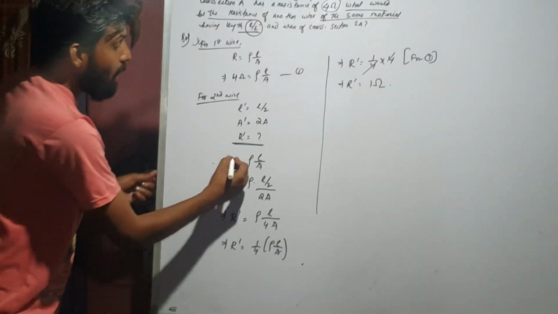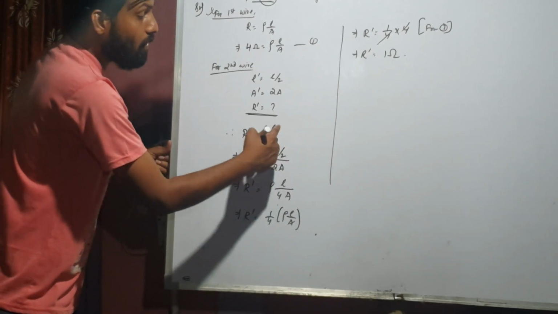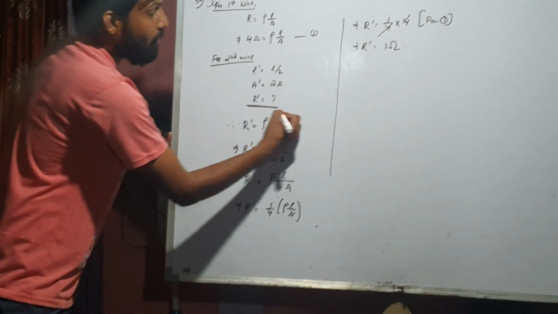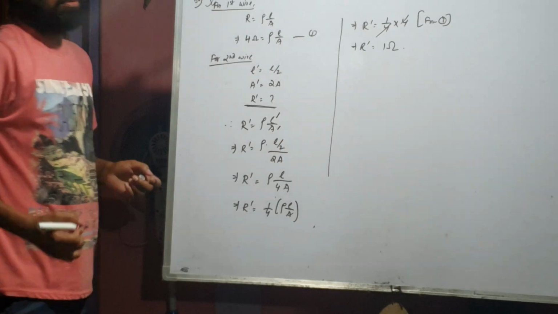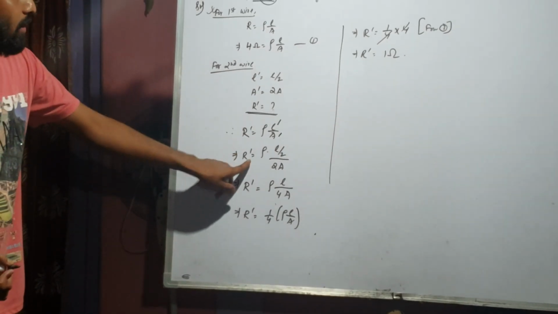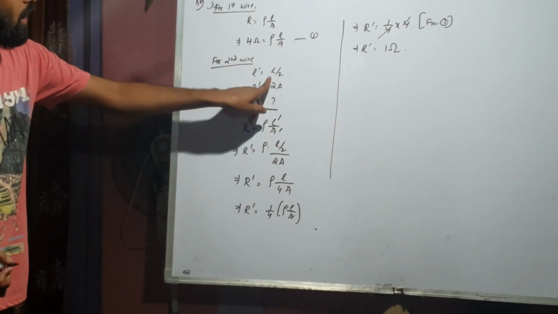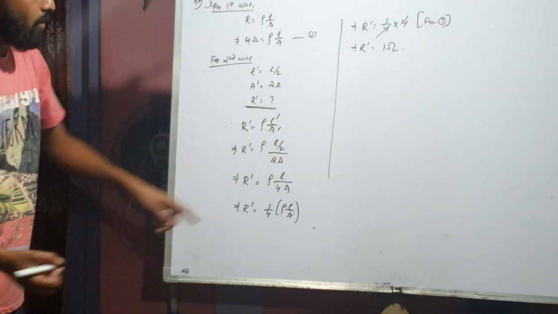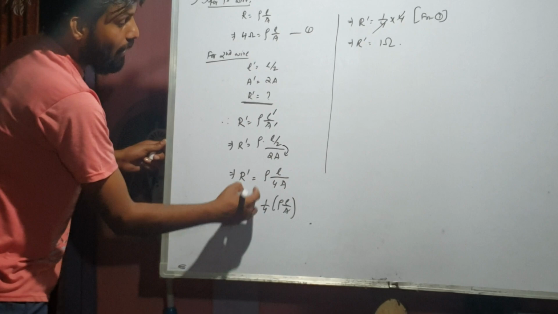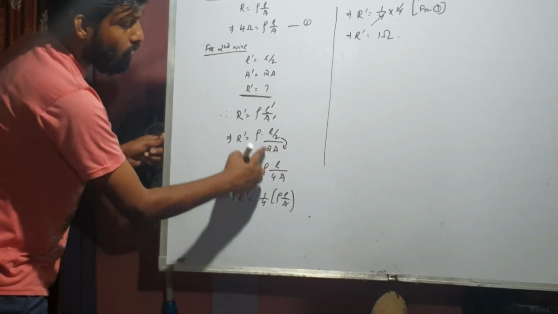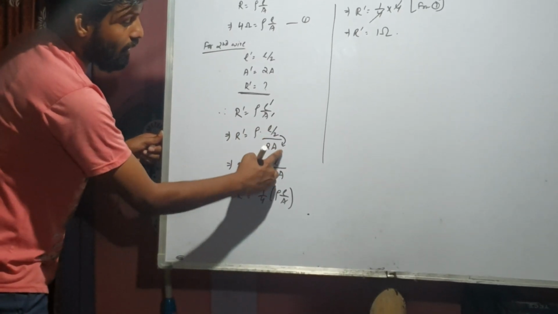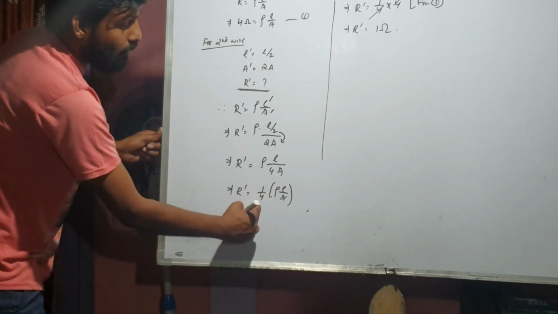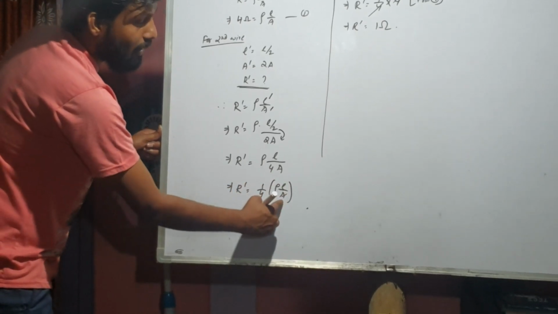So I wrote the formula. Our formula is R dash is equal to rho into L by A, but now length is L dash and area is A dash. So R dash is rho, L dash, where L dash is L by 2 and A dash is 2A. This 2 will come downside, so 2 times 2 will become 4. Rho then rho, L then L, and A then A. This 4 I have taken outside. What I got is rho into L by A here.